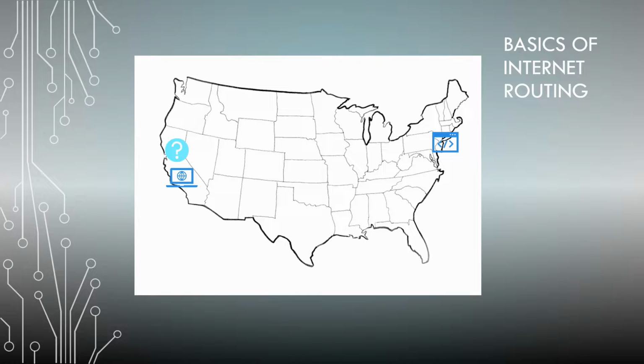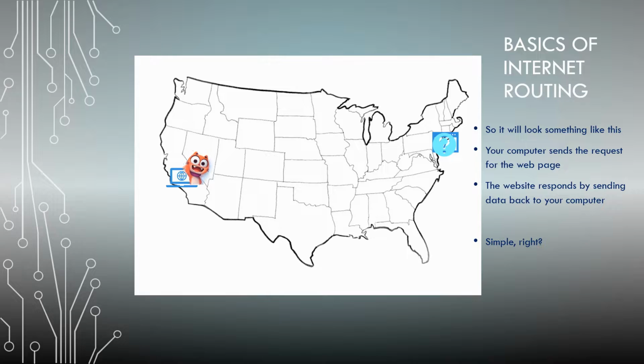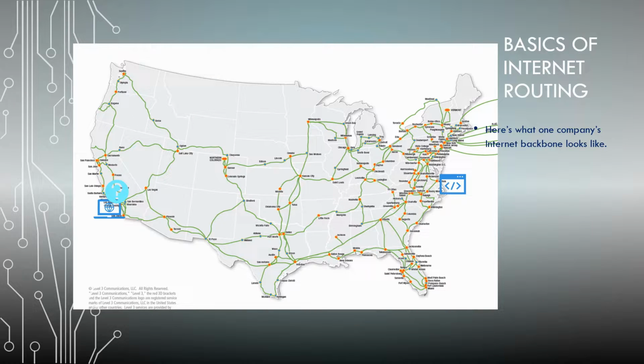That blue question mark represents your request. In that particular case, it might be the http://www.google.com that you have typed into your browser. So it'll look like this. Your computer sends the request, it goes across the country, hits the website, and then the website will send a result back. Well, looks like you were looking for cat videos. Simple, right? Let's dive into this.